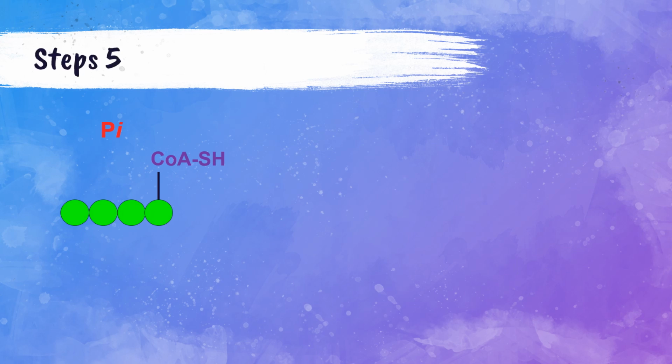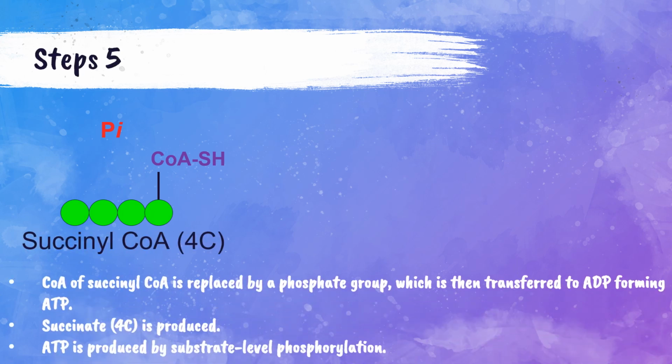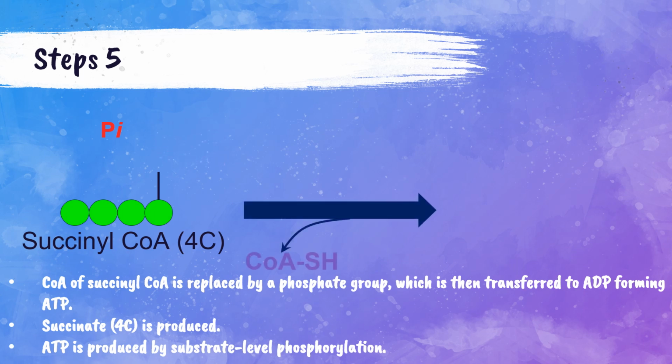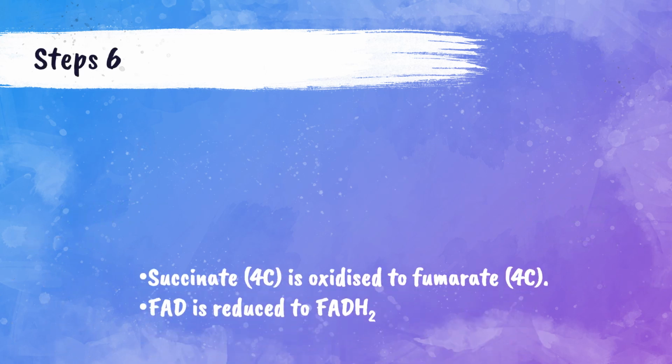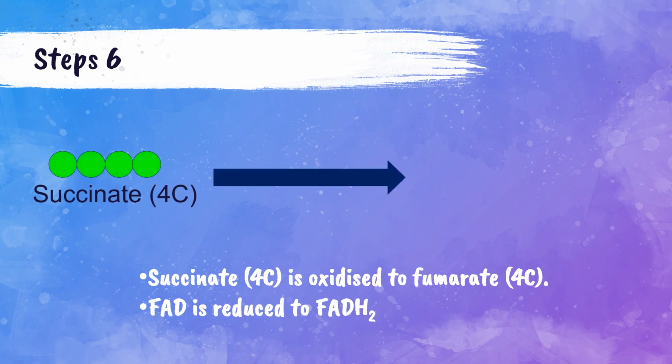In step 5, the coenzyme A of succinyl CoA is replaced by a phosphate group, which is then transferred to ADP, forming ATP. The four carbon molecule produced in this step is called succinate. In step 6, succinate is oxidized, forming another four carbon molecule called fumarate. In this reaction, two hydrogen atoms with their electrons are transferred to FAD, producing FADH2.